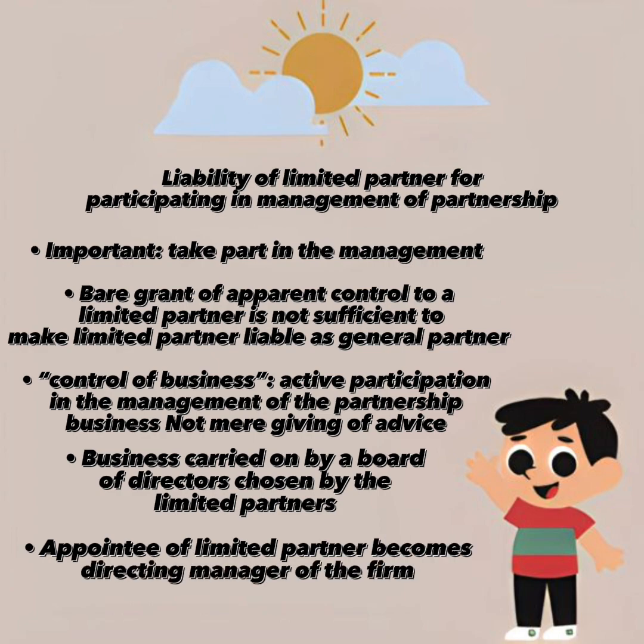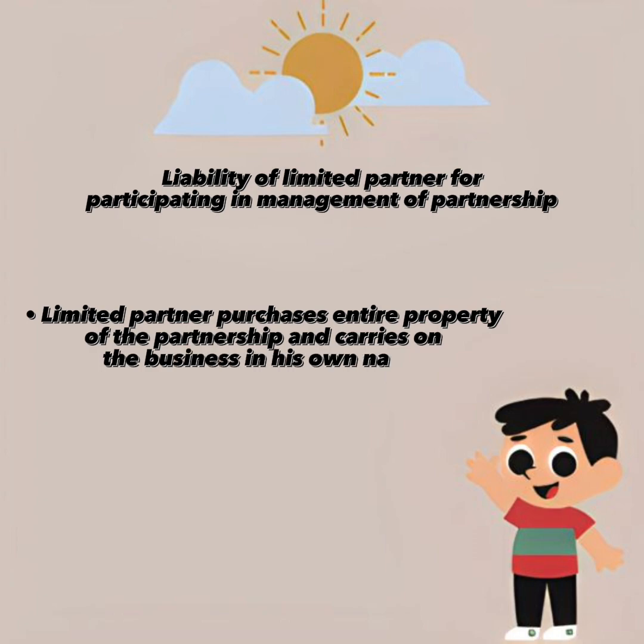Bare grant of apparent control to a limited partner is not sufficient to make the limited partner liable as a general partner. Control of business means active participation in the management of the partnership business, not mere giving of advice. Examples: business carried on by a board of directors chosen by the limited partner; an appointee of the limited partner becomes directing manager of the firm; a limited partner purchases the entire property of the partnership and carries on the business in his own name; a party to a contract with creditors.